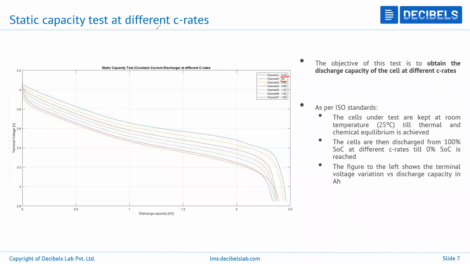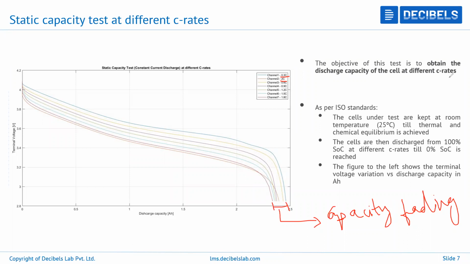Okay, and this difference in capacity that you see at the bottom is called capacity fading. Okay, and that is the objective to measure in this particular type of test. So that's one of the objectives.